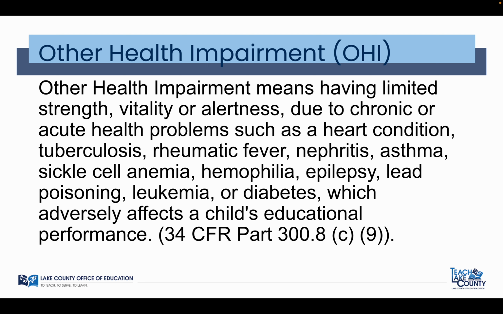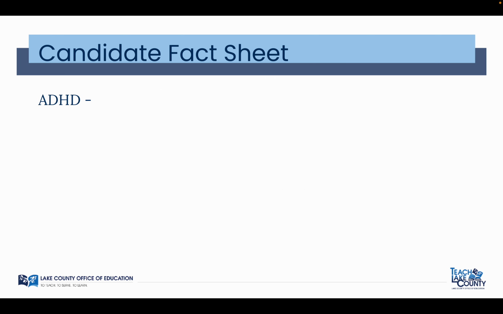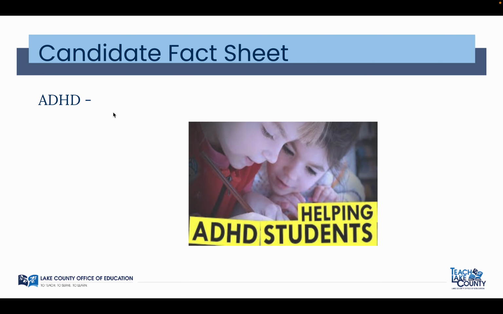OHI, other health impairment. Other health impairment means having limited strength, vitality, or alertness due to chronic or acute health problems such as a heart condition, tuberculosis, rheumatic fever, nephritis, asthma, sickle cell anemia, hemophilia, epilepsy, lead poisoning, leukemia, or diabetes, which adversely affect a child's educational performance. ADHD can be included in this, by the way, for OHI.